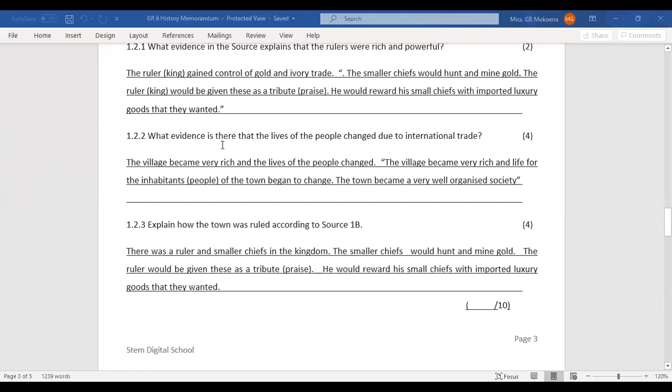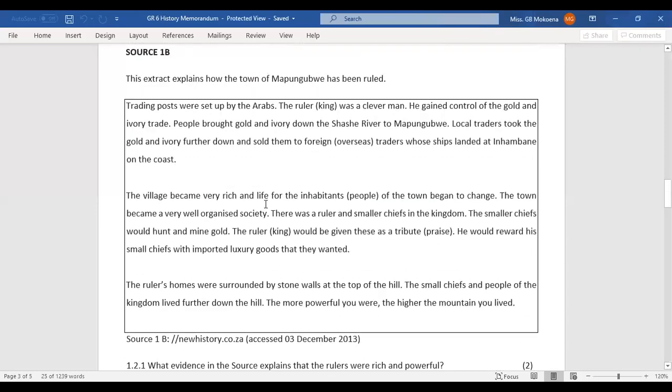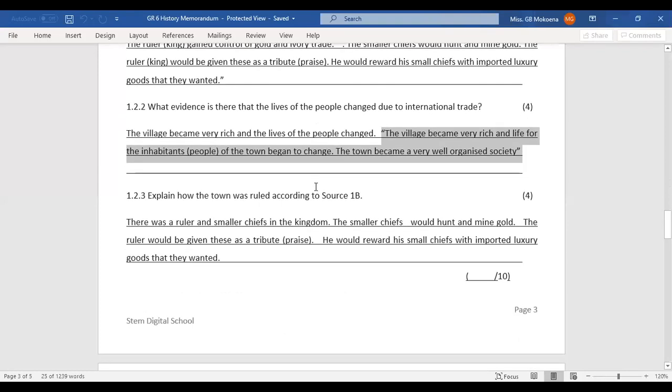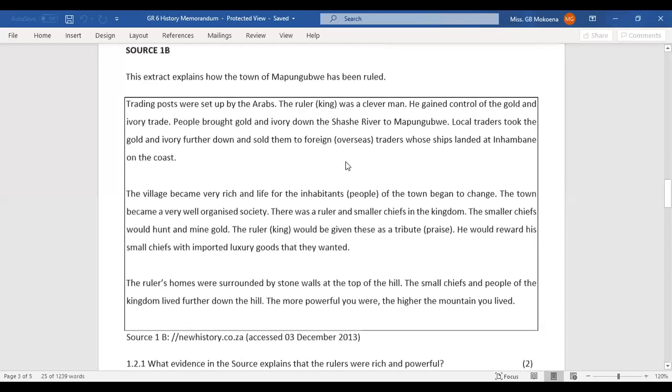So what evidence is there that the lives of people changed due to international trade? What I wrote is that the village became very rich and the lives of the people changed. The inhabitants, the people of the town, began to change, and the town became a very well-organized society. This has been quoted from the source. All the answers we are seeing here are from this source. You don't have to think too much, you just have to use your mind to answer them. Cool, let's move.